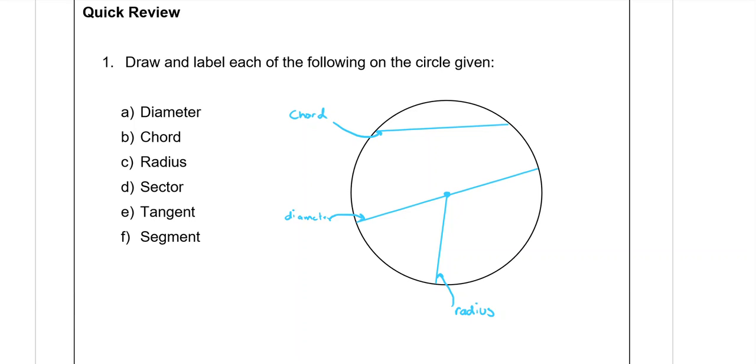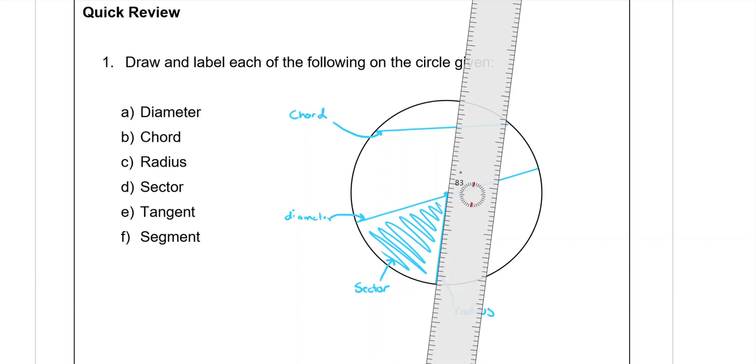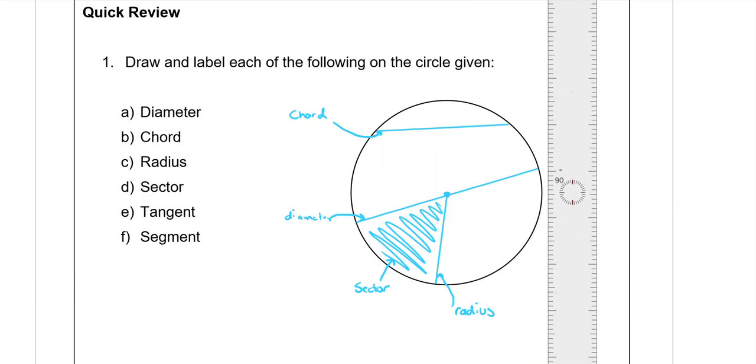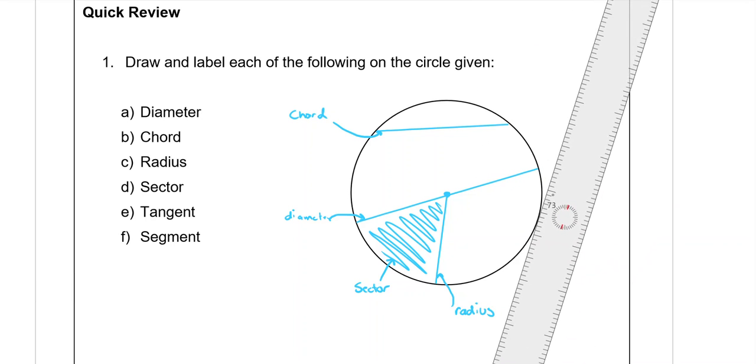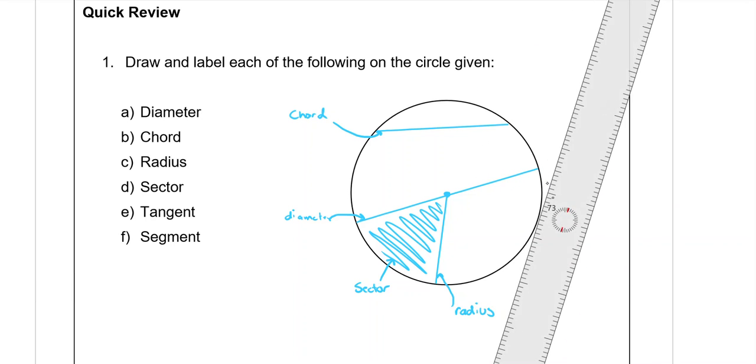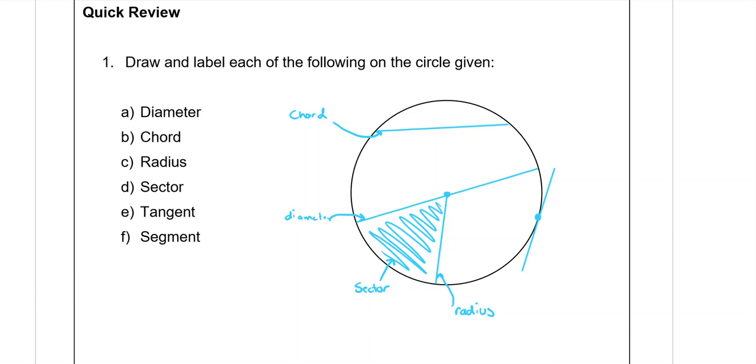Next, part D, we want a sector. Now, a sector is the area that's been cut off by two radii. So that area in there is a sector. A tangent is a line that touches the circle at one point. So something like that, where we draw a little dot here where it touches, and that's the tangent.